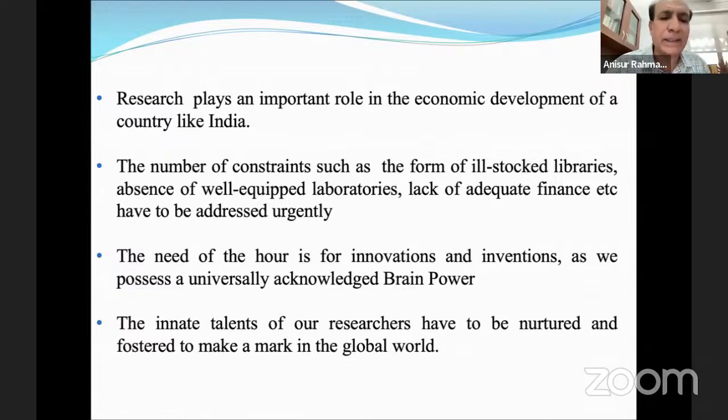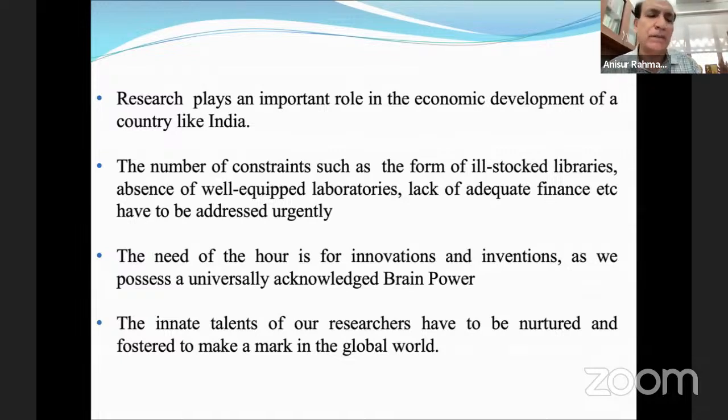So my take is that research and pedagogy, teaching and research as a whole, education as a whole, must be taken as a top priority. Top priority: education and health. These two sectors must be at the top. Then we can think everything will go in the positive direction.